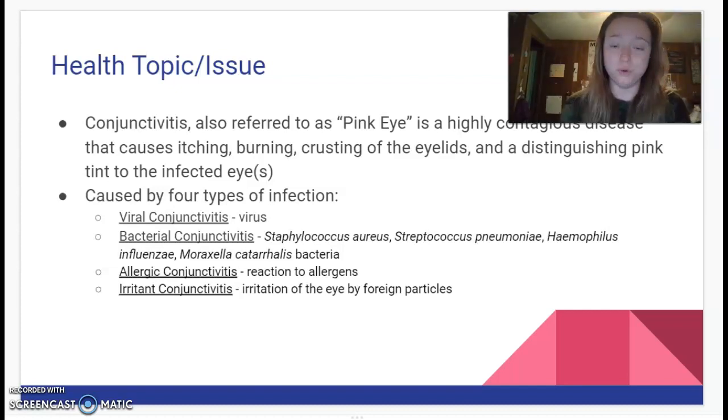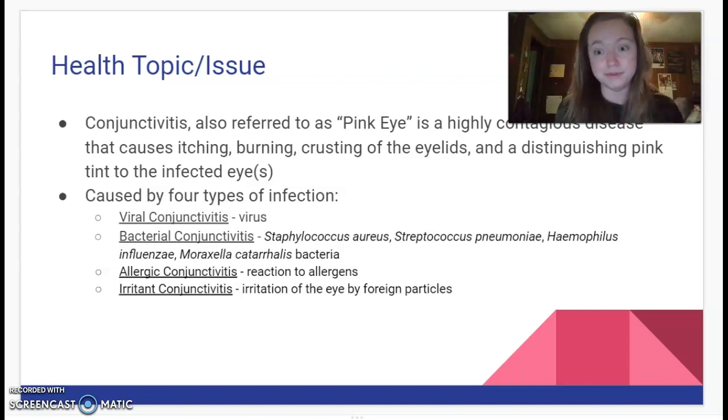Conjunctivitis can be caused by 4 different types of infection. The first being viral conjunctivitis, which, as it sounds, is because of a virus. Bacterial conjunctivitis, which is caused by these bacteria, which I'm not even going to try to pronounce. And then there's also allergic conjunctivitis, which, as it sounds, is a reaction to allergens, commonly known as dust or pollen. And then there's irritant conjunctivitis, which occurs when something is in the eye that isn't supposed to be there.